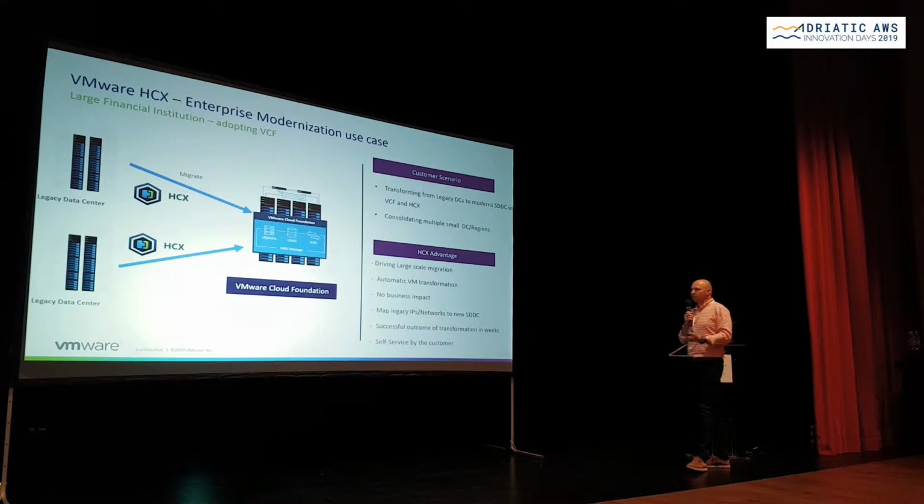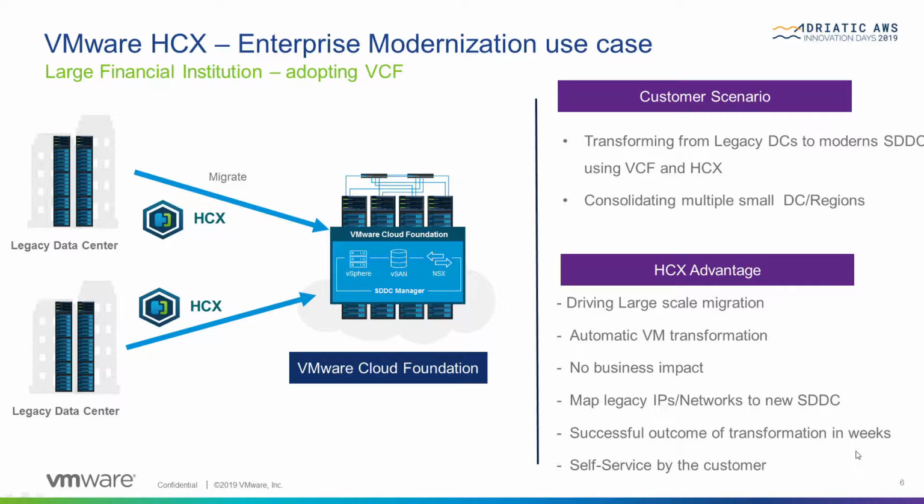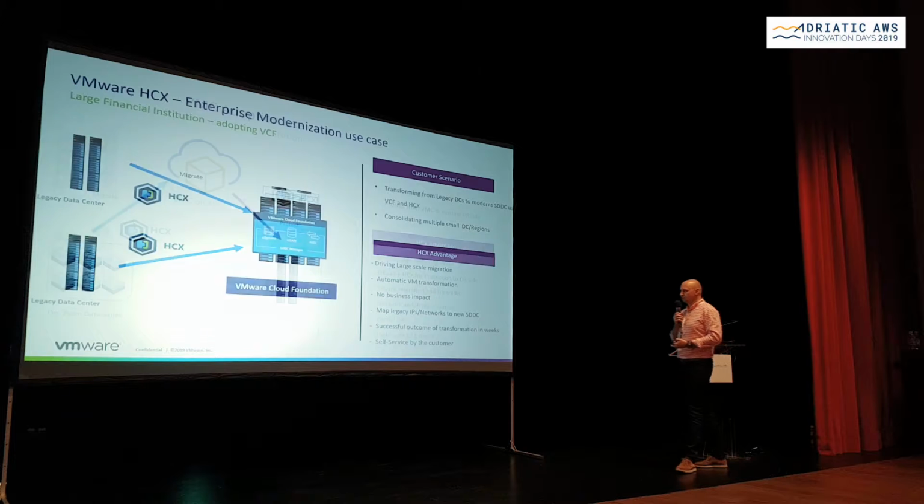So now with HCX we can do it with no business impact, with automatic VM transformation. During the process of migration, we will perform the upgrade of virtual hardware, we will change all the CPU instructions which are loaded into the VMs, of course, and also keep the IP addressing scheme as it was on the primary site. So you don't need to change all IP addresses and think about networking or something like that. So this is one of the use cases.